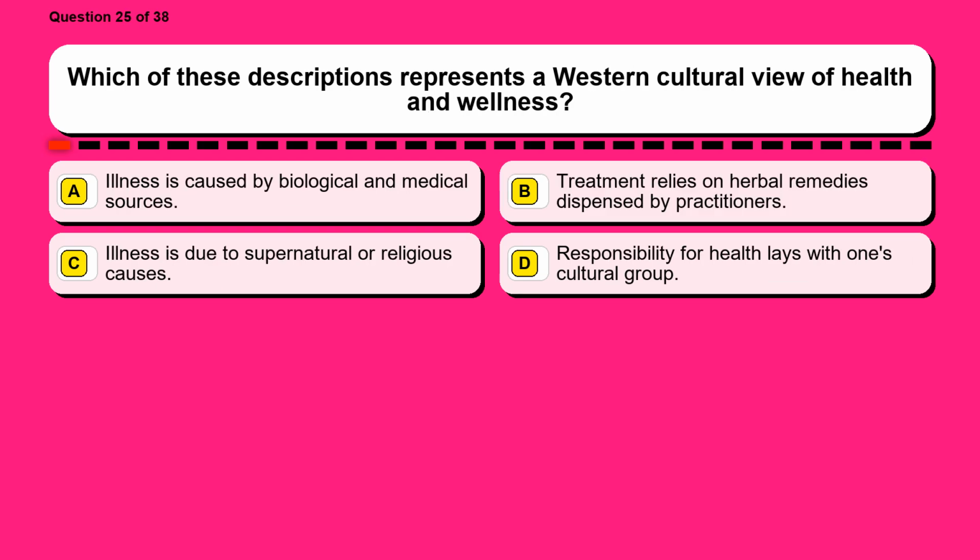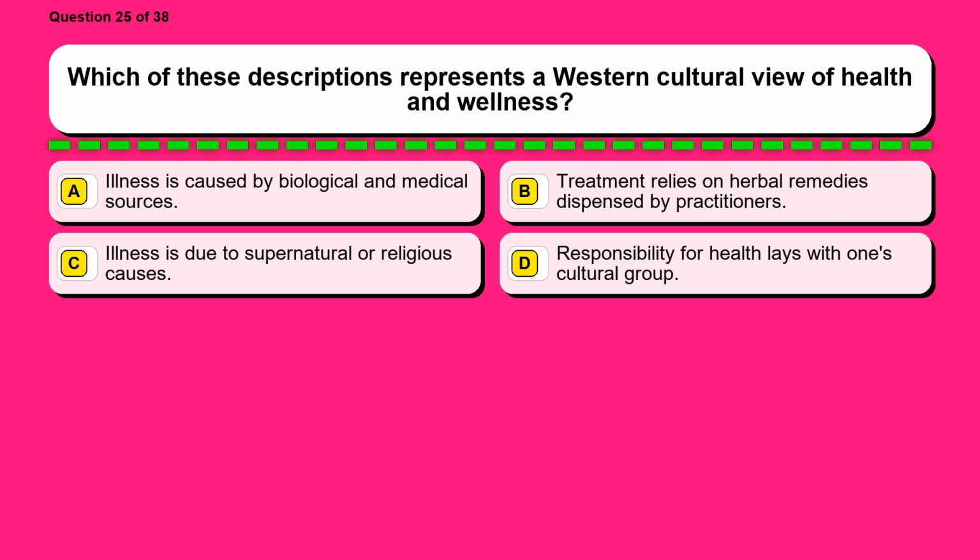Question 25. Which of these descriptions represents a Western cultural view of health and wellness? Option A. Illness is caused by biological and medical sources. Option B. A treatment relies on herbal remedies dispensed by practitioners. Option C. Illness is due to supernatural or religious causes. Option D. Responsibility for health lies with one's cultural group.